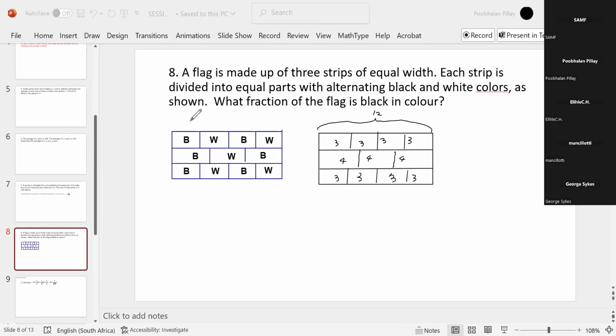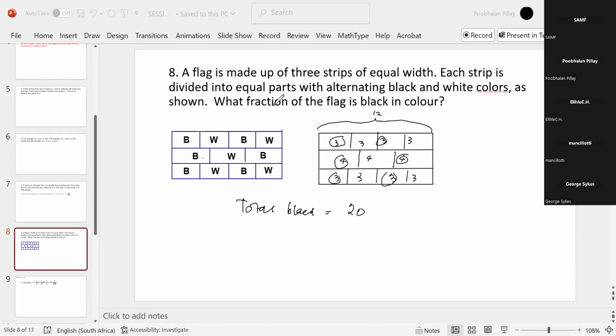And now it'll be very easy to calculate what fraction of the flag is black in color. So the blacks are occupying those two. Let's just ring those. The blacks are occupying the first and the last, and again those. So the total black, we can now calculate it. 3 plus 3 is 6, plus 4 is 10, 14, 20. The four threes, which is 12, and 2 fours, which is 8. So 12 plus 8 is 20.